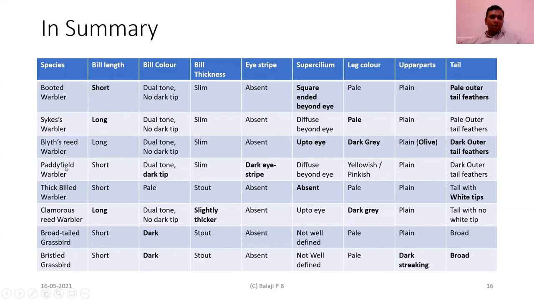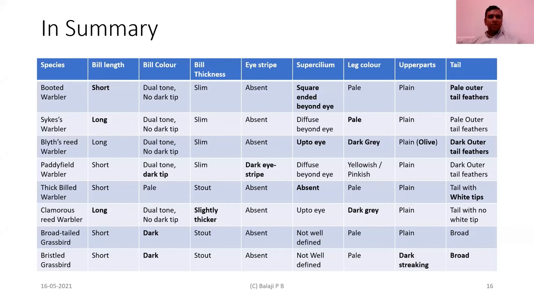So the paddy field warbler, the main thing is that it has a very dark eye stripe, a dark tip to the bill, and dark outer tail feathers. So these are the three things that we need to keep in mind for the paddy field warbler.